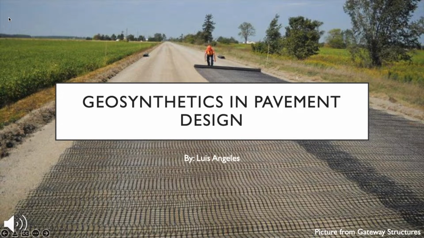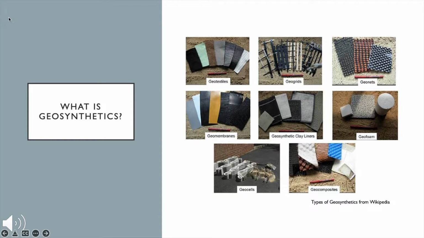My topic for today is geosynthetics and pavement design. So before I start discussing geosynthetics and pavement design, first I want to define what geosynthetics are. All of them are made from polymer products. They're typically durable polyethylene or polypropylene polymer, and they all serve slightly different functions, but they have a common purpose, which is lessening the impact of water on soil, along with increasing stabilization.